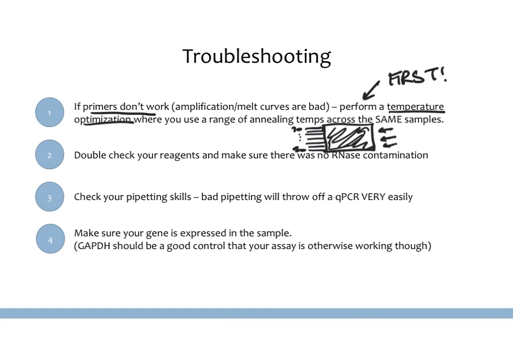And that's the temperature you should use moving forward. Another key thing to point out is that bad pipetting is probably the most common issue with qPCR. So if your replicates look bad, if they're not quite the same, it's probably a pipetting issue, so just be really, really careful when you pipette. And then two other things that might be going wrong that are less common are making sure there's no RNase contamination, and also making sure that your gene is expressed in the sample and that everything is working as expected. And GAPDH should be a good control for that to make sure that everything is otherwise working.